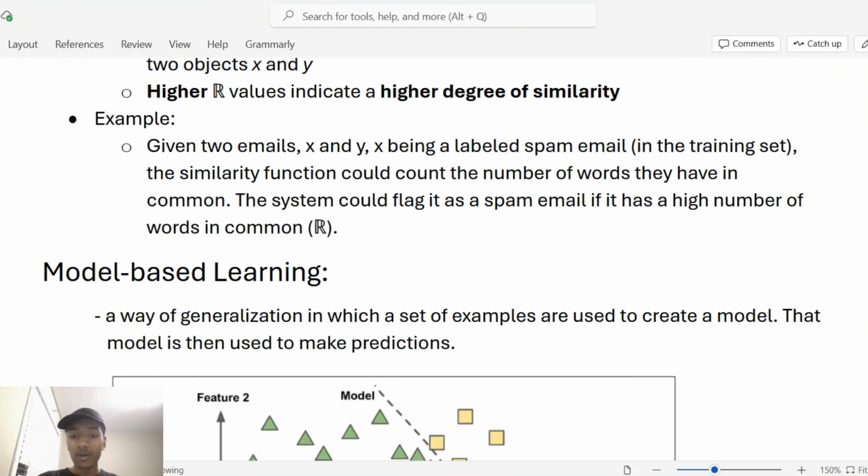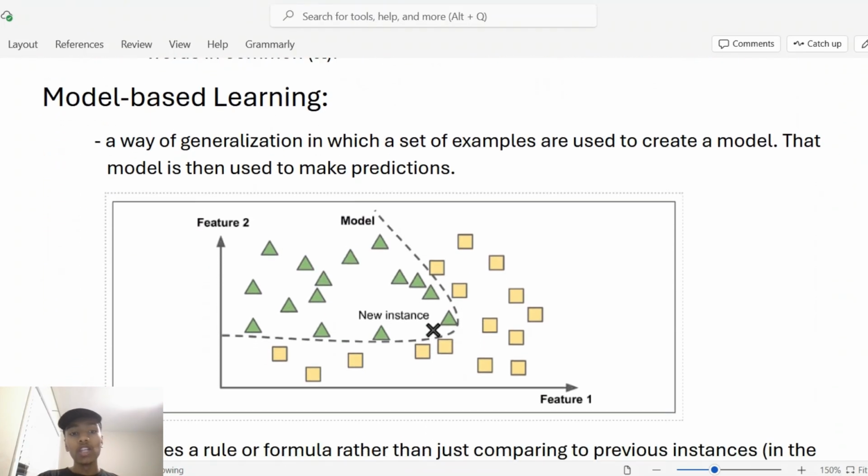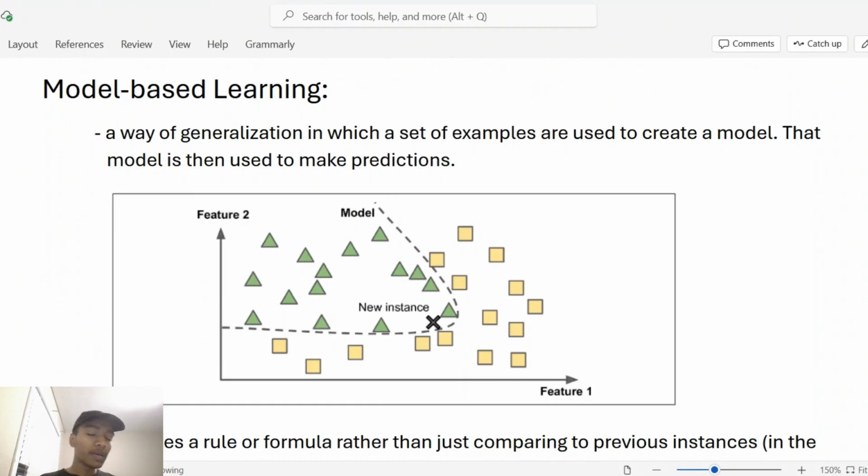Another way, a more common way, is model-based learning. We're going to go over the main idea behind model-based learning, but in the next lesson, we're going to use a specific example and train our own model, and talk about how to train a model from a more mathematical sense. Maybe I'll introduce it in this tutorial, and then we can talk about it in the next tutorial, tutorial number 4. So model-based learning is another way of generalization.